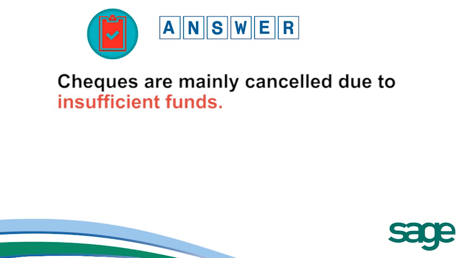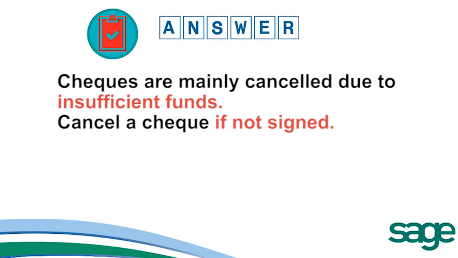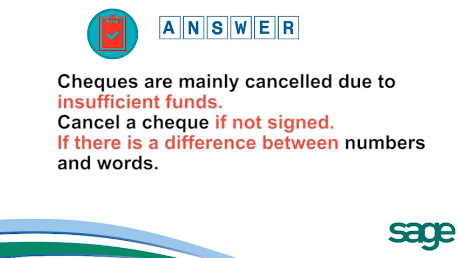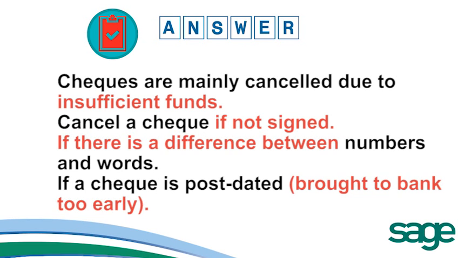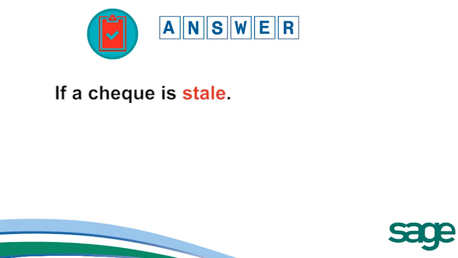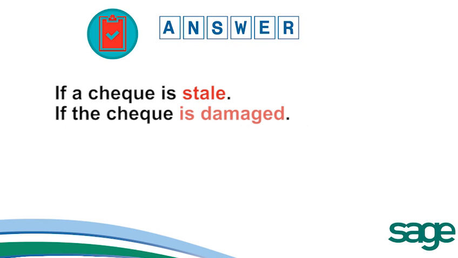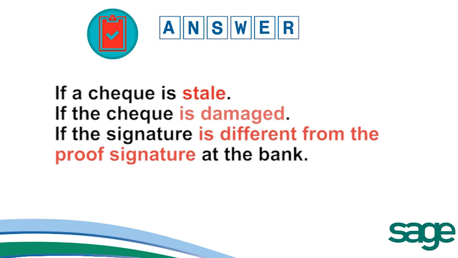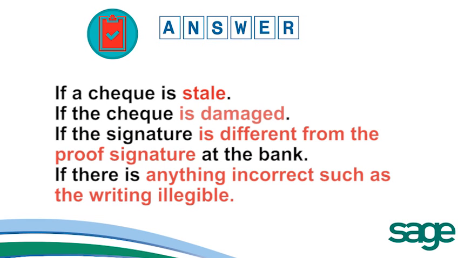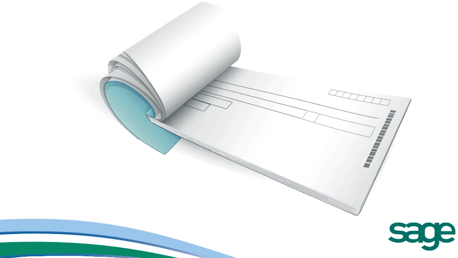Checks are mainly cancelled due to insufficient funds, but there are many other reasons that we can cancel a check. We could cancel a check if it isn't signed, if the amounts differ between the numbers and written amounts in words, if the check is post-dated, in other words brought to the bank too early, if the check is stale, if the check is damaged, if the signature differs from the proof signature slip at the bank, or if there are any errors on the check, such as the date is not correct or the writing on the check is untidy and not clear. You may be asked to name 2 or 3 reasons for a check being cancelled, so remember them well.